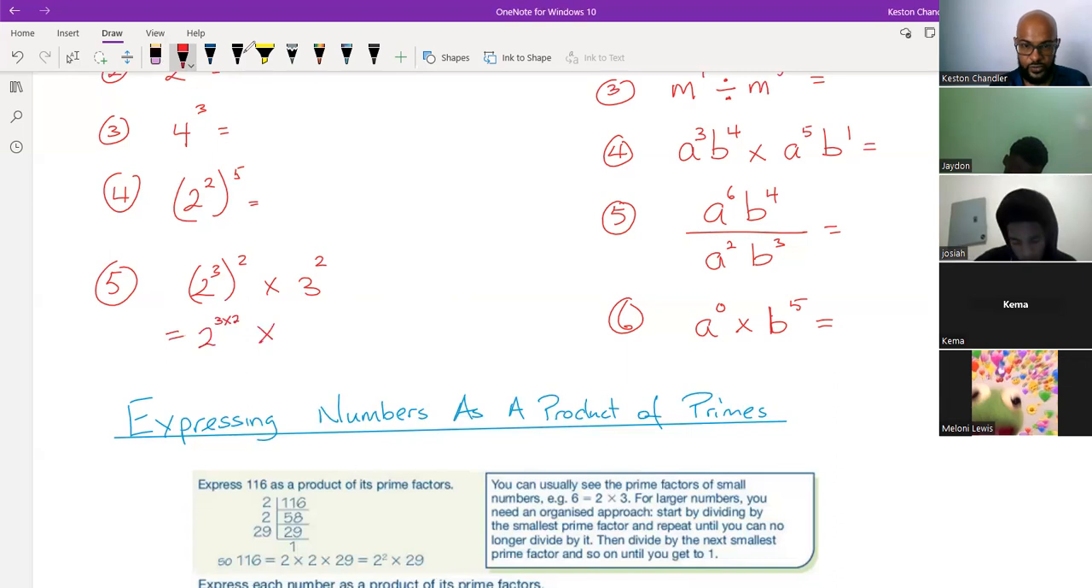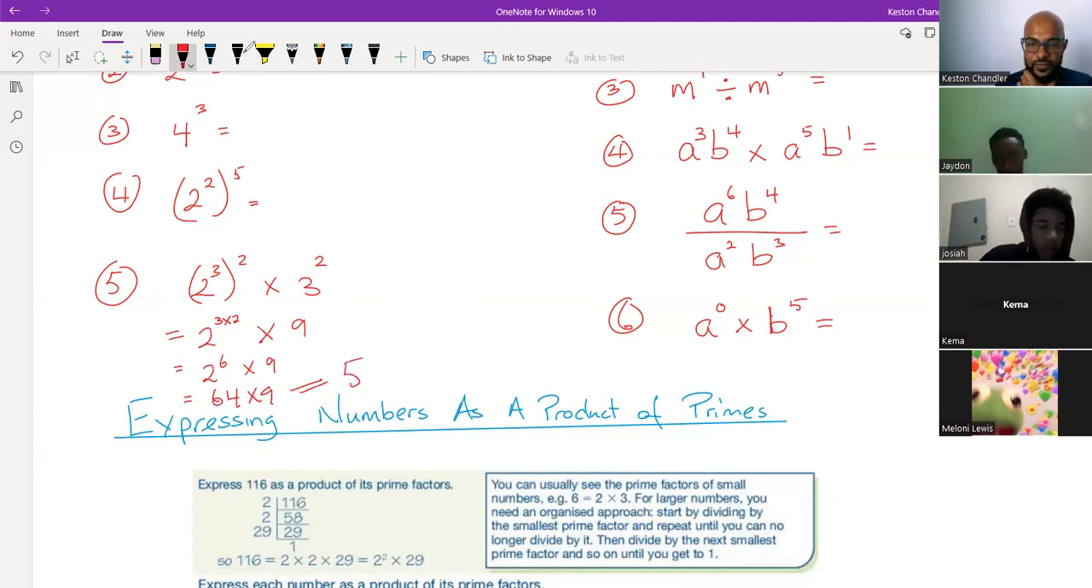Multiply by 3 squared, and we will call that 9. This we know is 2 to the power of 6 multiplied by 9. This is 64 multiplied by 9. Well, I'm running out of space, so I'm just going to write it here. 60 times 9 is 540, and 4 nines are 36. So that is 540 and 36, 576 in all. Everybody okay with that one now?